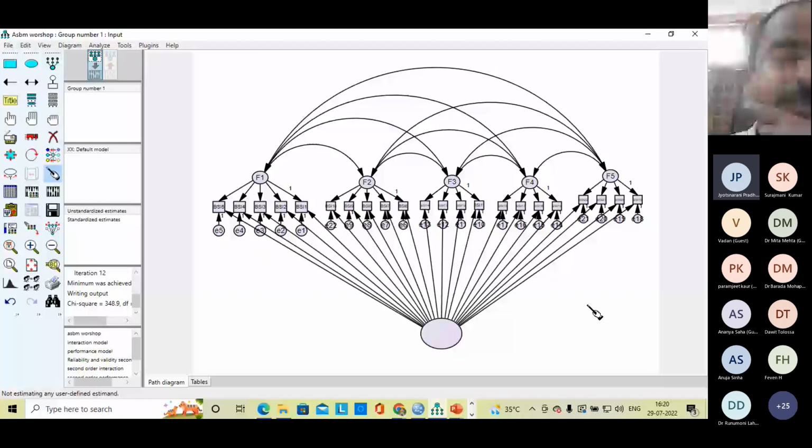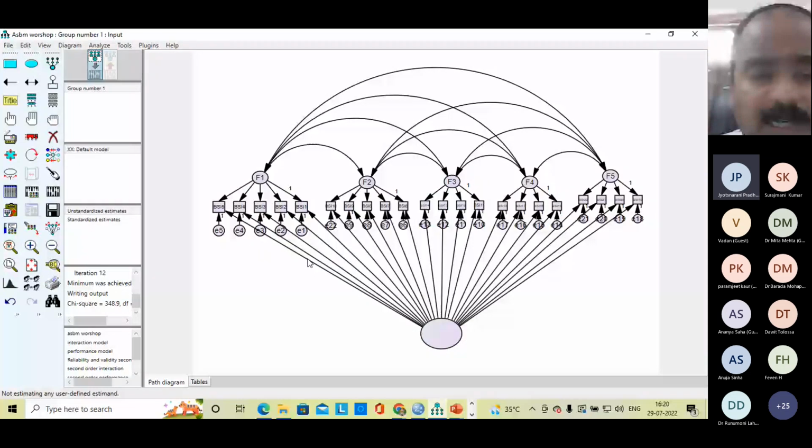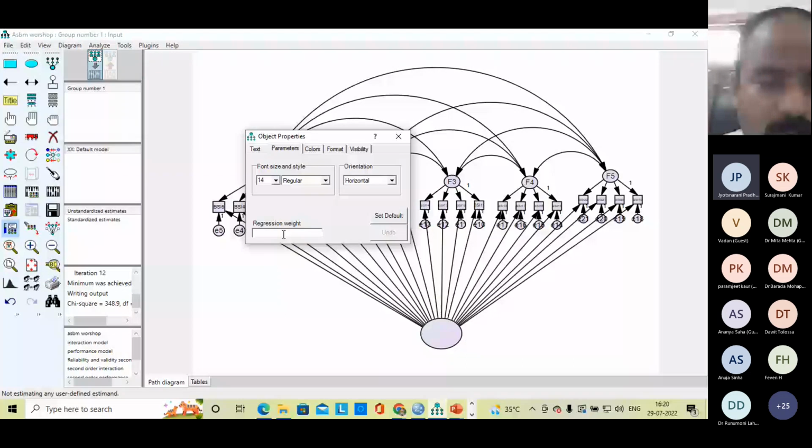What you need to do, you need to constrain the path. You need to constrain the regression weight by a particular value. So let me add a value. Let it be anything, A or B or anything you can add. So I'm making it A. Let it be in a larger font size so it will be visible to you. Then the same A should be given to all.